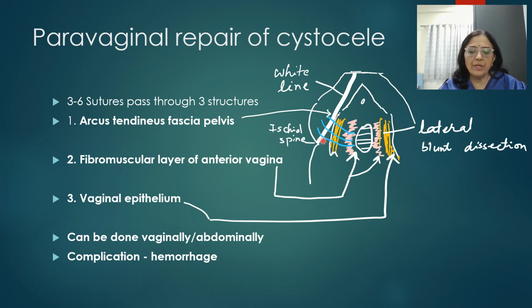Blunt dissection is usually required, but sometimes it leads to brisk hemorrhage, and that is why one of the complications of this procedure is excessive bleeding or hemorrhage. And it is given that around 25% of the patients need blood transfusion because of this excessive bleeding. In that sense, it is a technically somewhat challenging procedure.